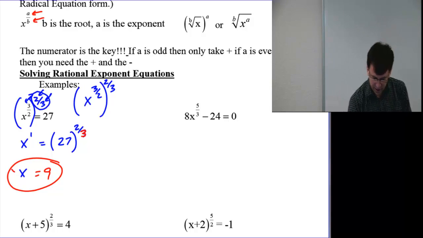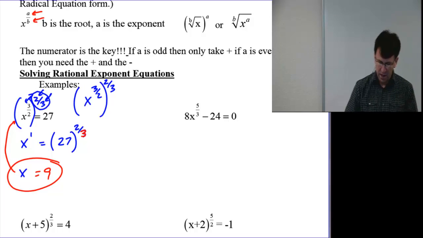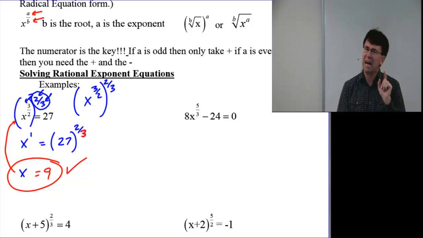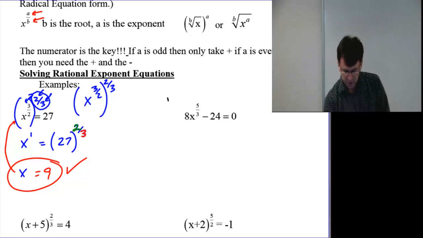I can plug that back into my original equation and see if it works. 9 to the 3/2 equals 27. You can plug it into your calculator. Yes, it is true, but I did go through the process of checking because I had to, because I potentially introduced an extraneous solution right here at this step when I put that 2 there, because I squared both sides of the equation. Let's take a look at this next one.